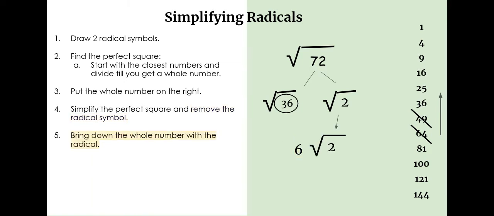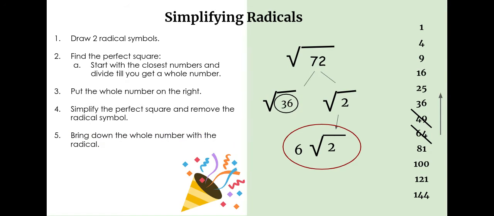So please notice that when I simplified the 36 in our calculator, I got rid of the radical symbol and just brought down the 6. And over here on the right-hand side, you're going to bring down your radical symbol and the number in it, so radical 2. And that is your answer.